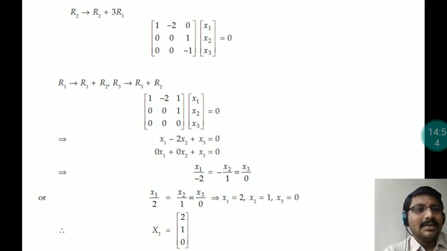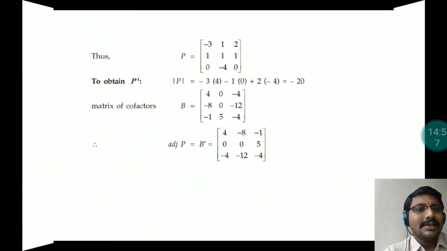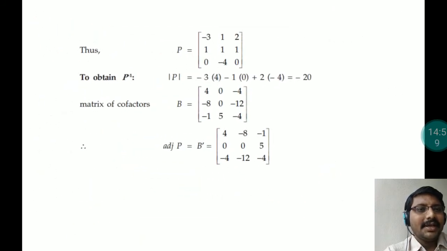So these are the eigenvectors x1, x2, x3. With these eigenvectors, we can define the model matrix P. The model matrix P is given by the matrix of minus 3, 1, 2, 1, 1, 1, 0, minus 4, 0. First, we have to verify whether P is non-singular or singular. Non-singular means determinant of P is not equal to 0. Consider determinant P, just computing the determinant of the matrix P. So we will have minus 20 clearly, which is not equal to 0.